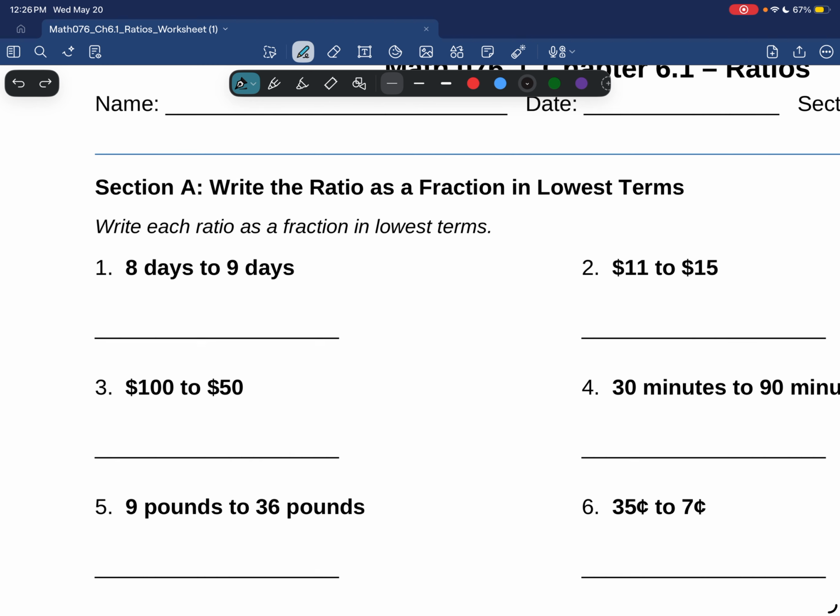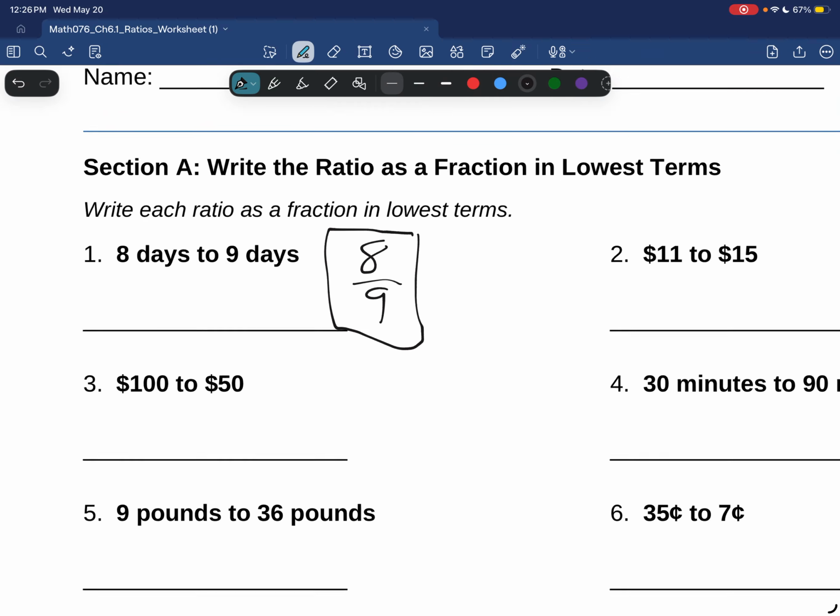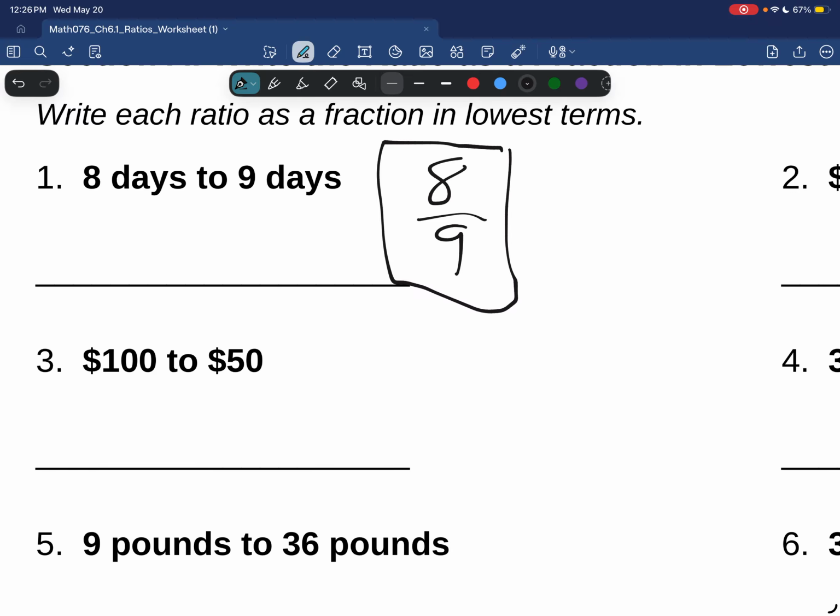So when I see something like number 1, I say 8 days to 9 days. 8 is going to be my numerator and 9 is going to be my denominator. And then I ask myself, can I simplify? Because I need to have it in lowest terms. I cannot. That's all I need to do. And in section 1A, I'm only going to do half of these, so you can practice some of these on your own.